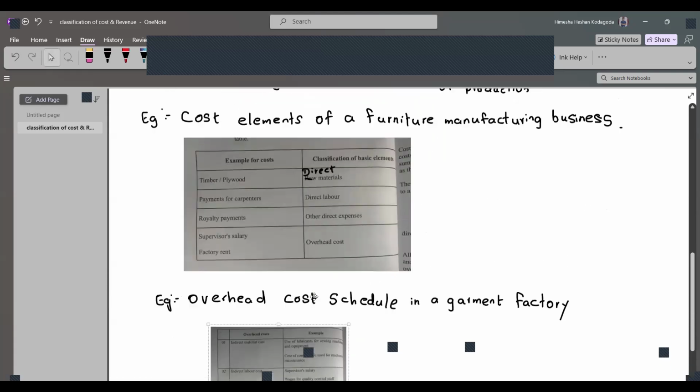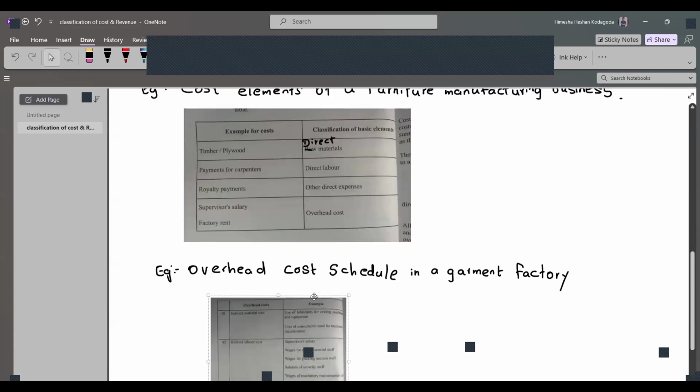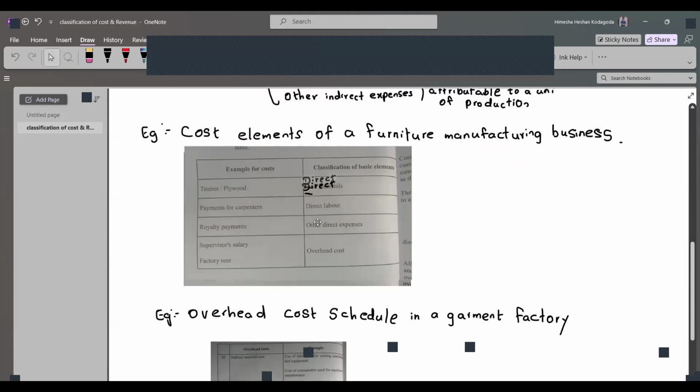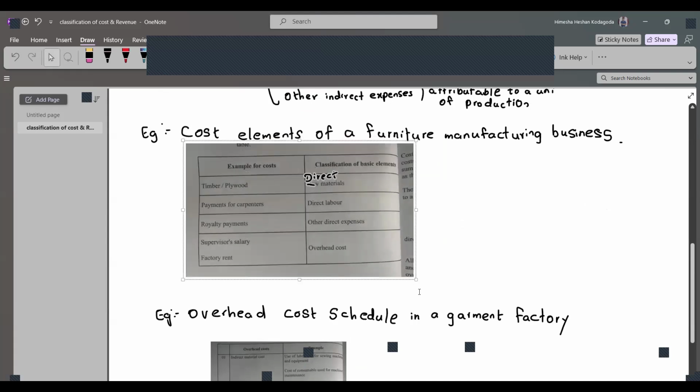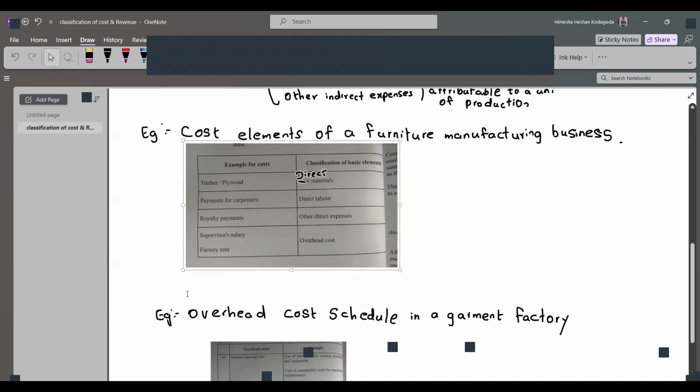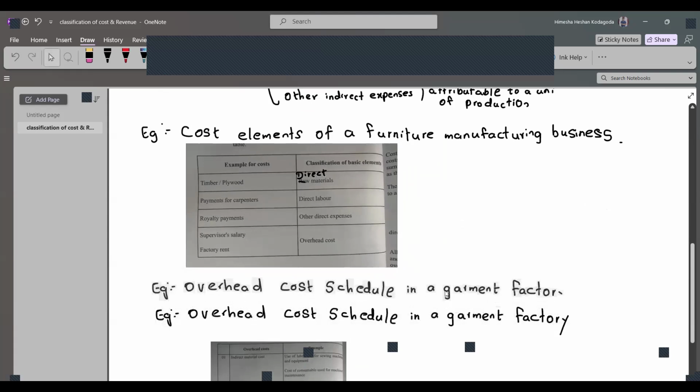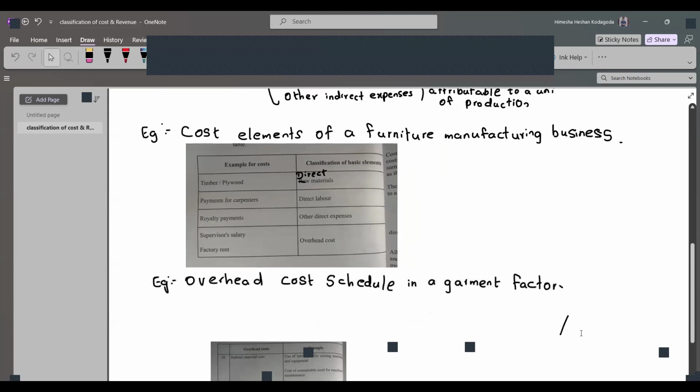I'll show you both. Look, for an example, the overhead cost schedule in a garment factory.